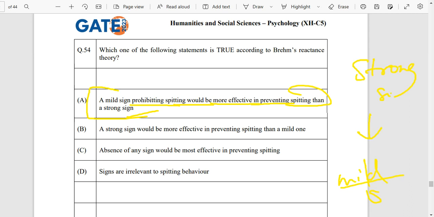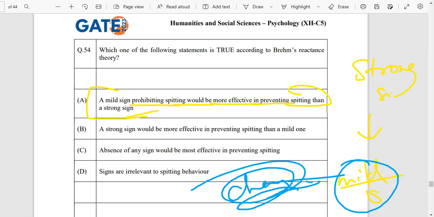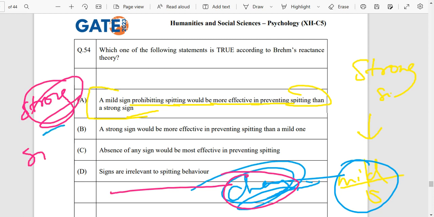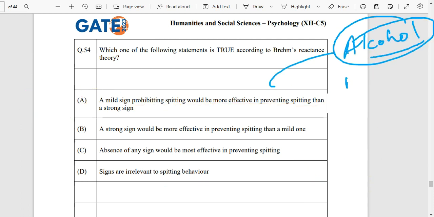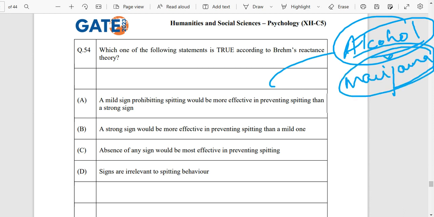So if you want to change someone's behavior or their attitude, instead of putting a strong sign, you should give a milder sign. So let's suppose there's alcohol or marijuana and you want someone to stop consuming this.